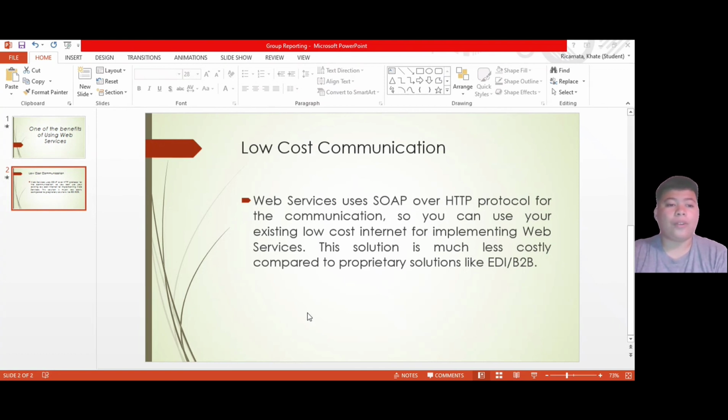Besides SOAP over HTTP, web services can also be implemented on other reliable transport mechanisms. So, it gives flexibility to use the communication means of your requirement and choice. For example, web services can also be implemented using FTP or the File Transfer Protocol.